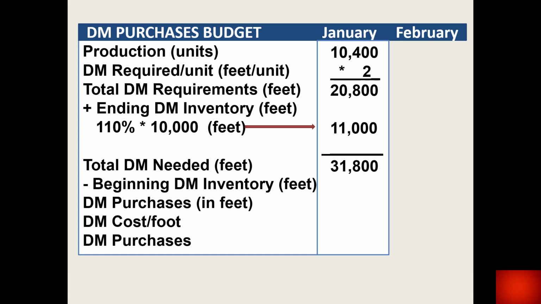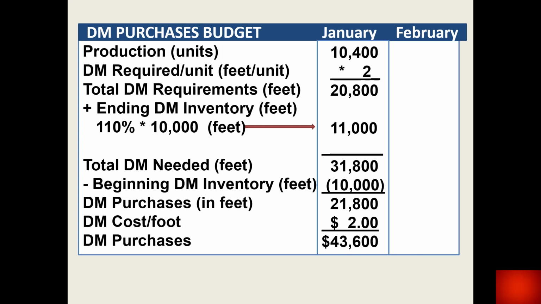We need 31,800 feet of lumber. We began with 10,000, so we need to buy 21,800 feet. The cost per foot is $2, so direct material purchases are $43,600.